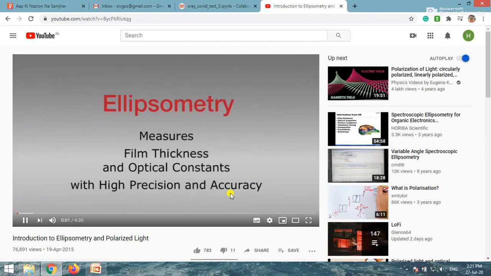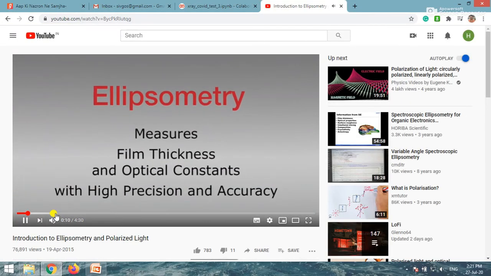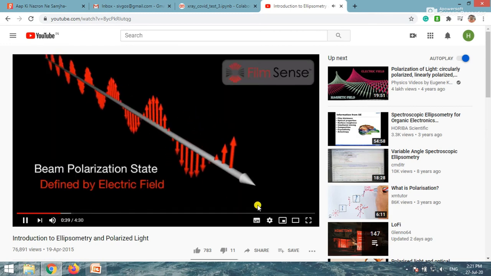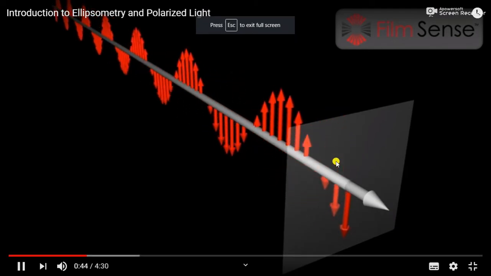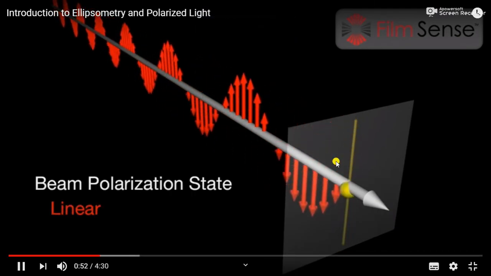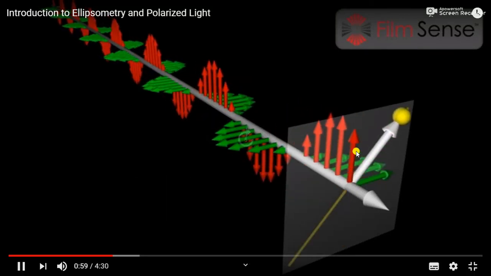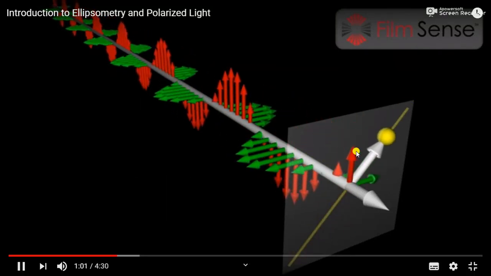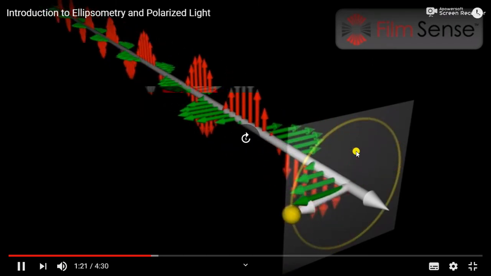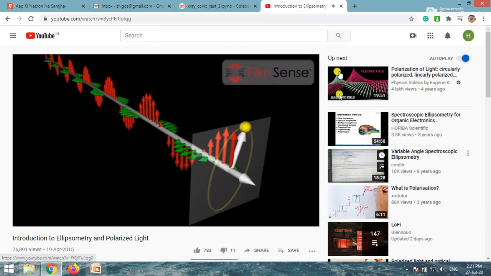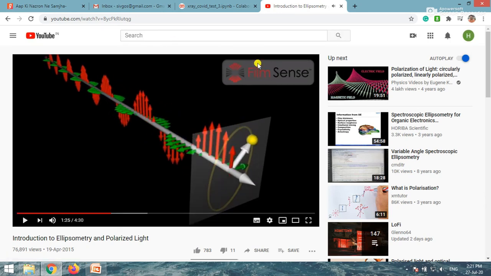This is another very good example here. I will put the link in the description. So this is another video. You can see this is a linear polarization because it draws a line here. Now if it is a circular polarization, so I will try 45 degrees. This is a very nice video. I will not show it here exactly, but I will put a link to this video in the description. Please watch that video.